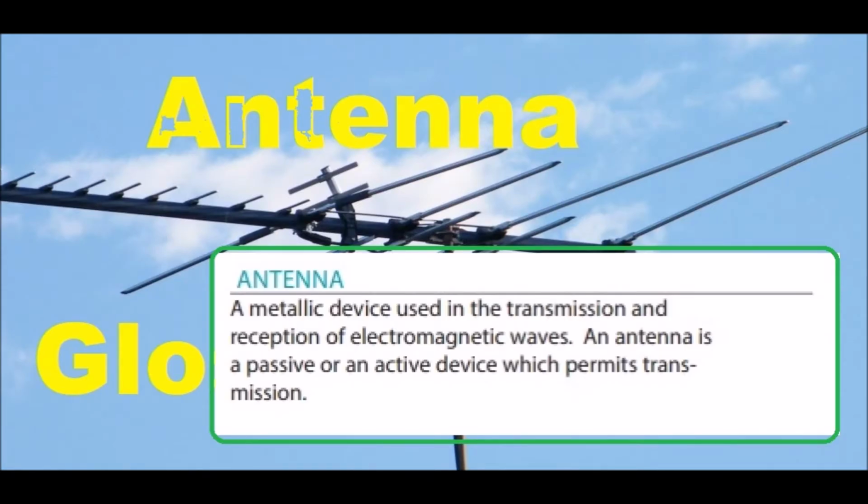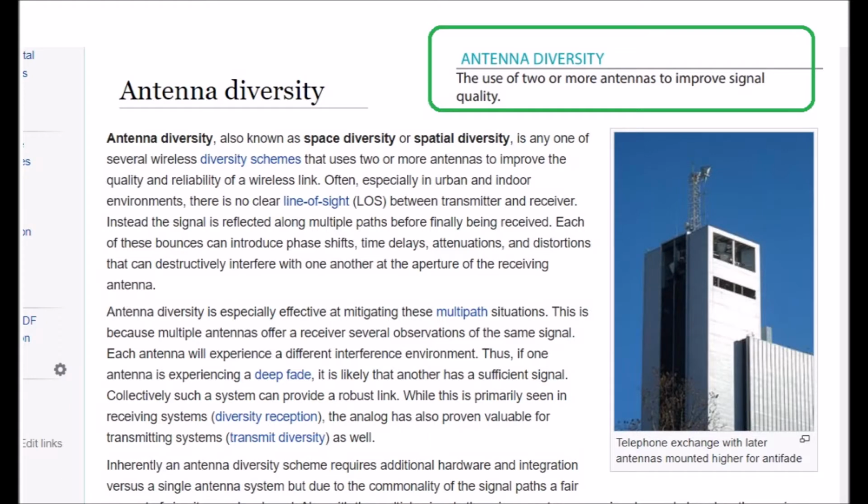Antenna. A metallic device used in the transmission and reception of electromagnetic waves. An antenna is a passive or an active device which permits transmission. Antenna diversity. The use of two or more antennas to improve signal quality.